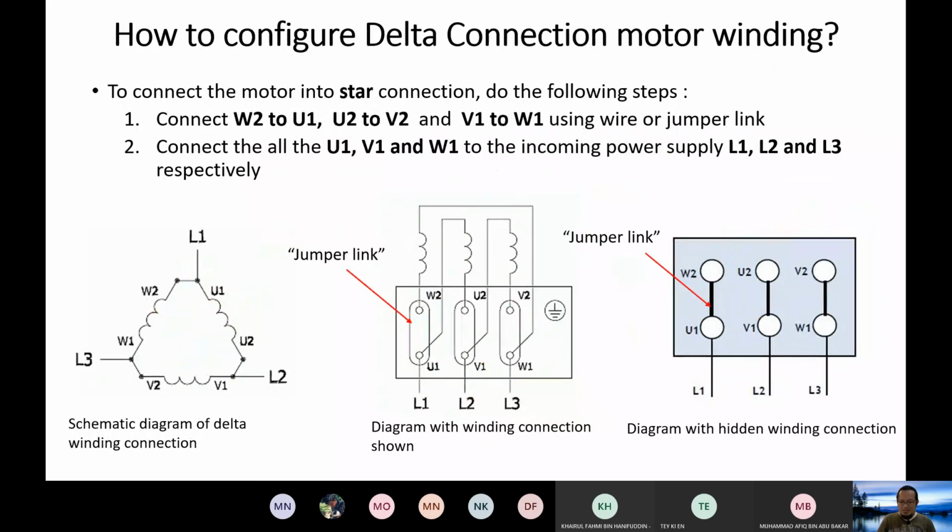Similarly, for delta configuration, it is even simpler. All you have to do is connect W2 to U1, U2 to V1, and V2 to W1. W2 to U1, you connect them together. U2 to V1, you connect them together. V2 to W1, you connect them together.